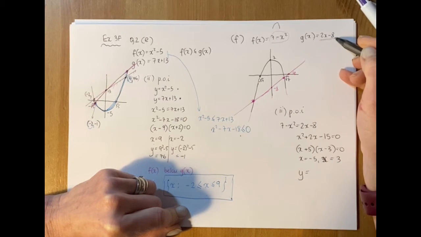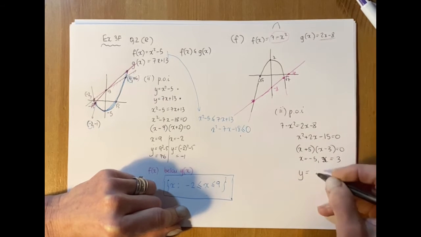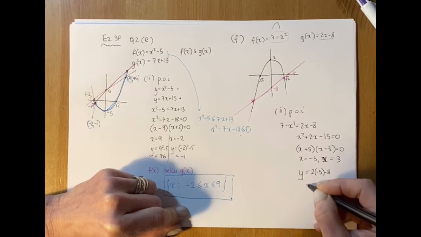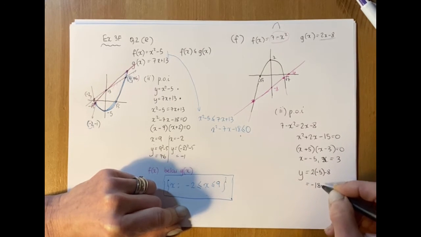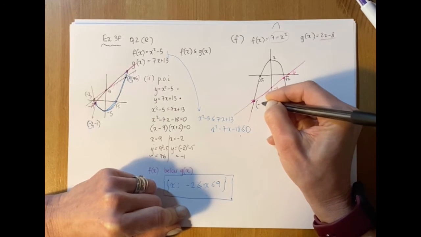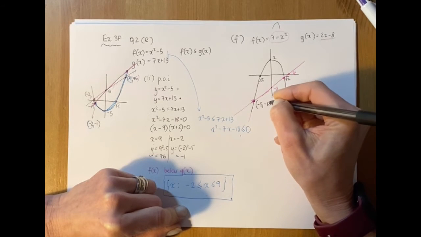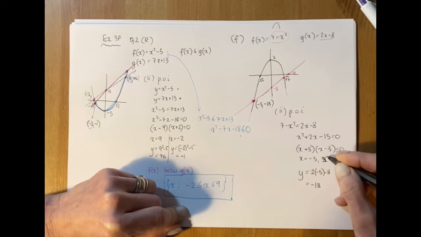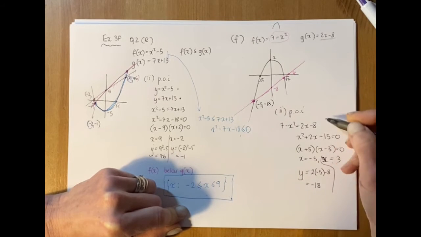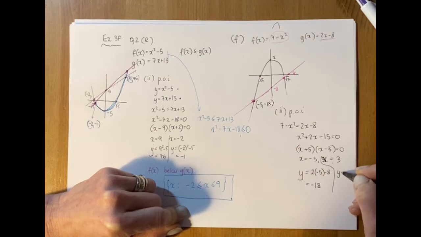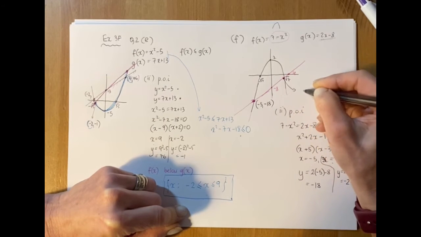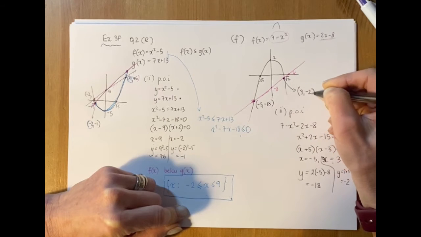So let's use this equation for a change. So y is 2 multiplied by -5 minus 8. So that gives me -18. So this point here is (-5, -18). And if I put x is equal to 3, we'll do 2 times 3, which is 6, minus 8. That gives me -2. So this point here has coordinates x is 3, y is -2.